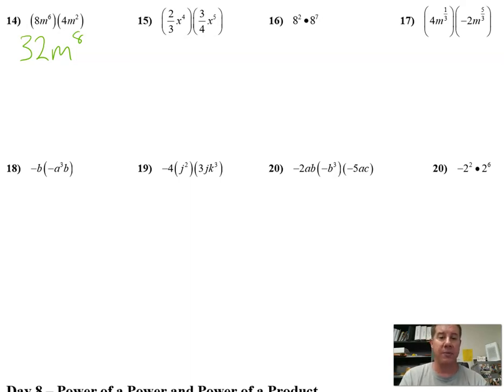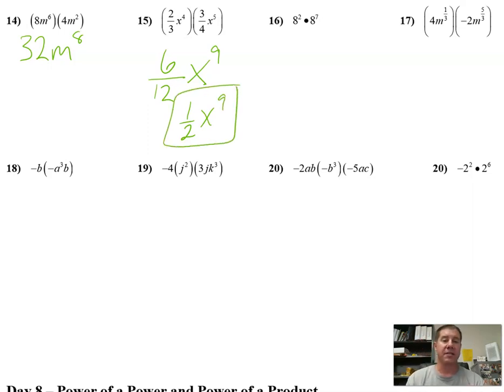2/3 x to the 4th times 3/4 x to the 5th. Again, I'm going to multiply coefficients, so I'm going to multiply the fractions. When I multiply fractions, I multiply across the top. 2 times 3 is 6. 3 times 4 is 12. When I multiply bases, the base stays the same, and I add exponents. So x to the 9th. You always want to reduce your fractions, so I would say that this is going to be 1/2 x to the 9th.